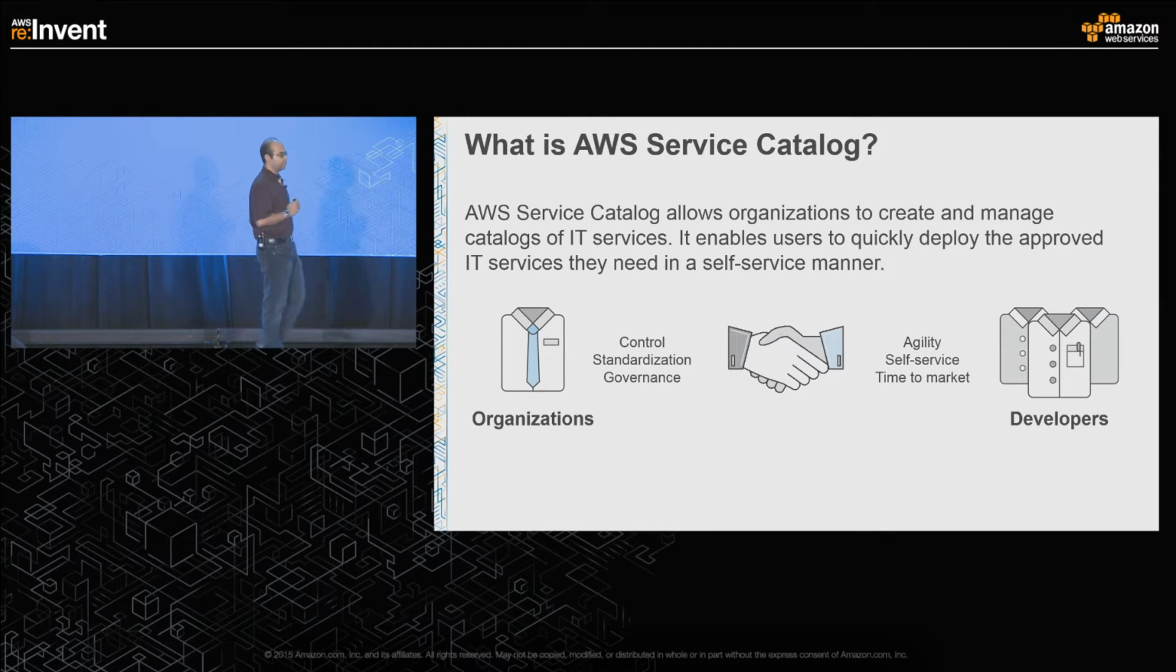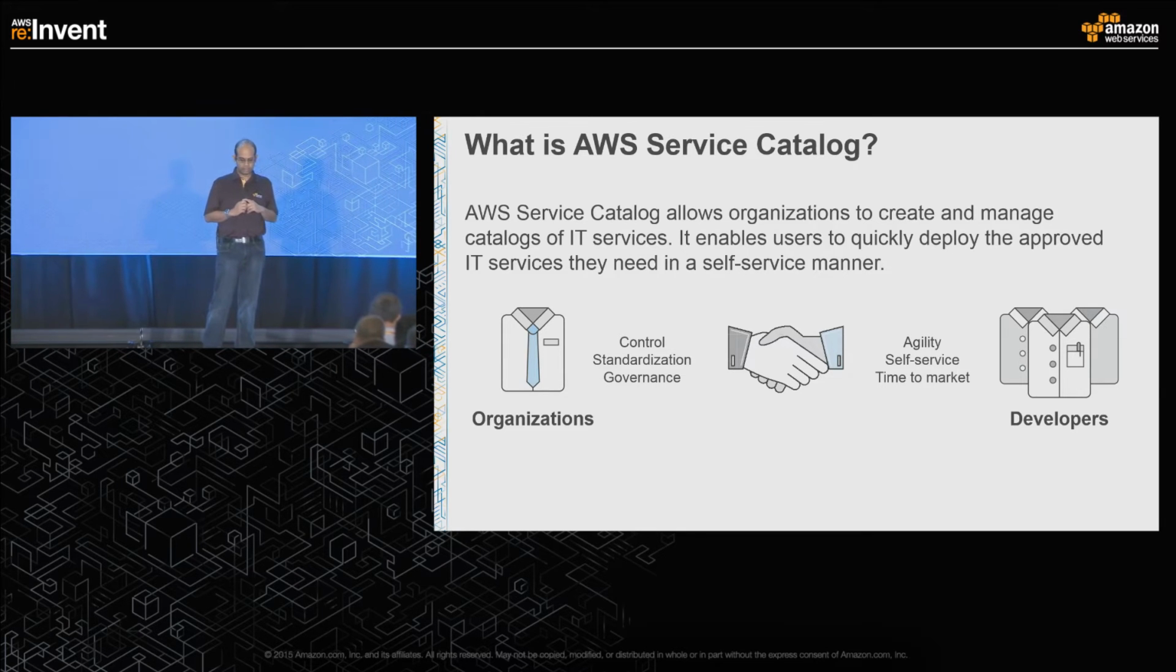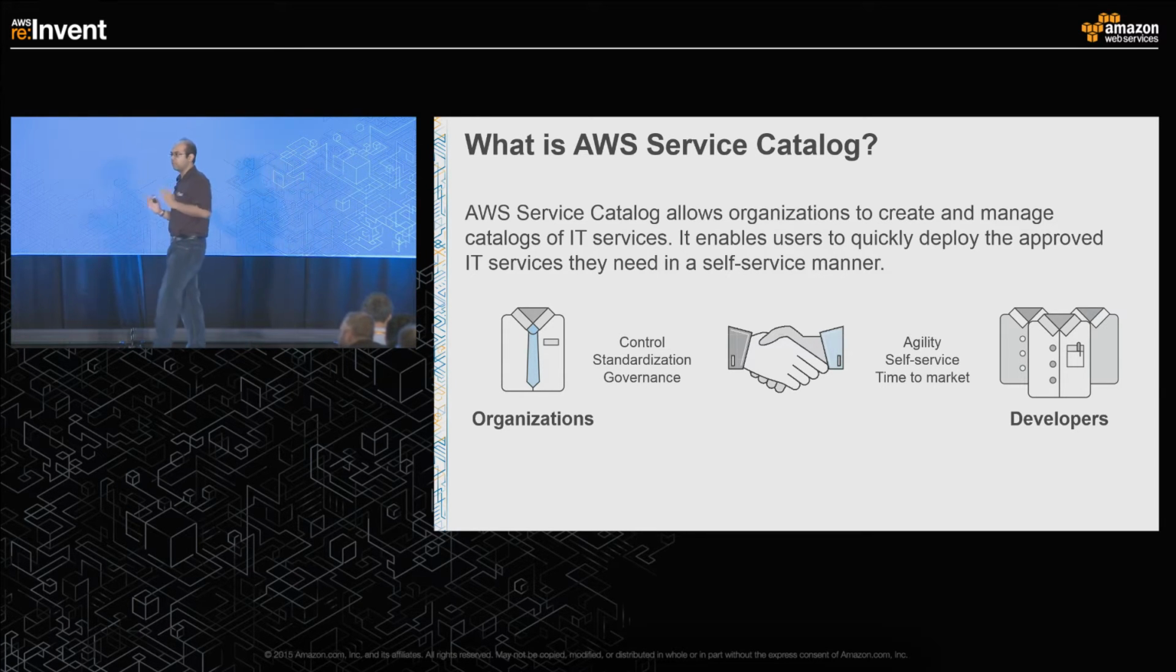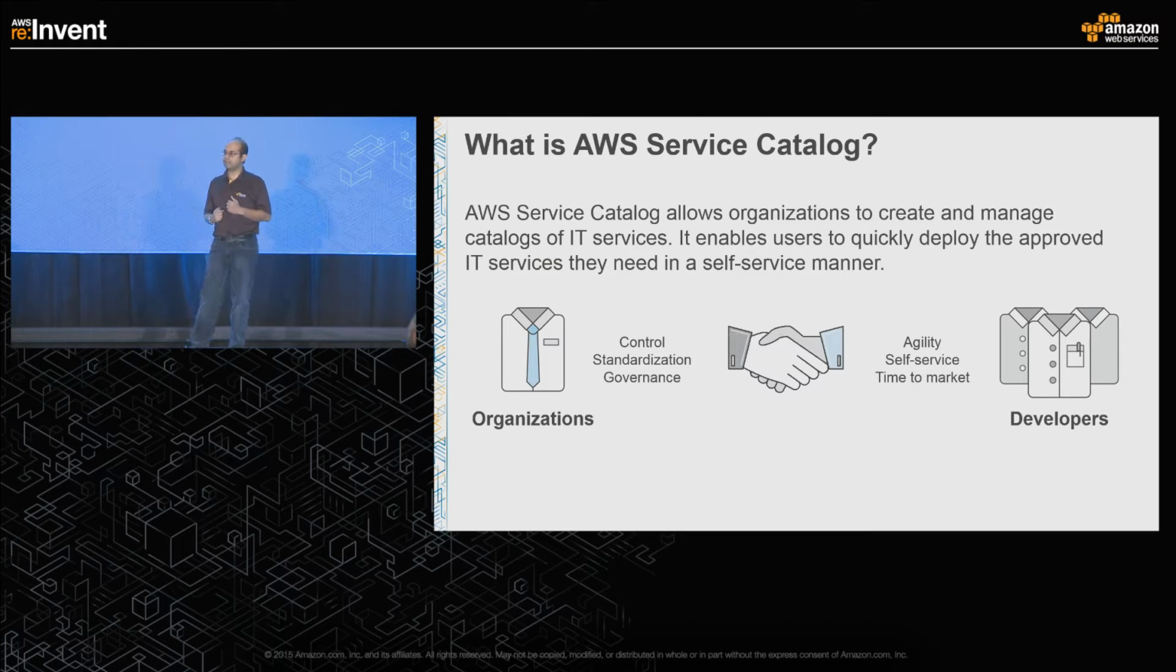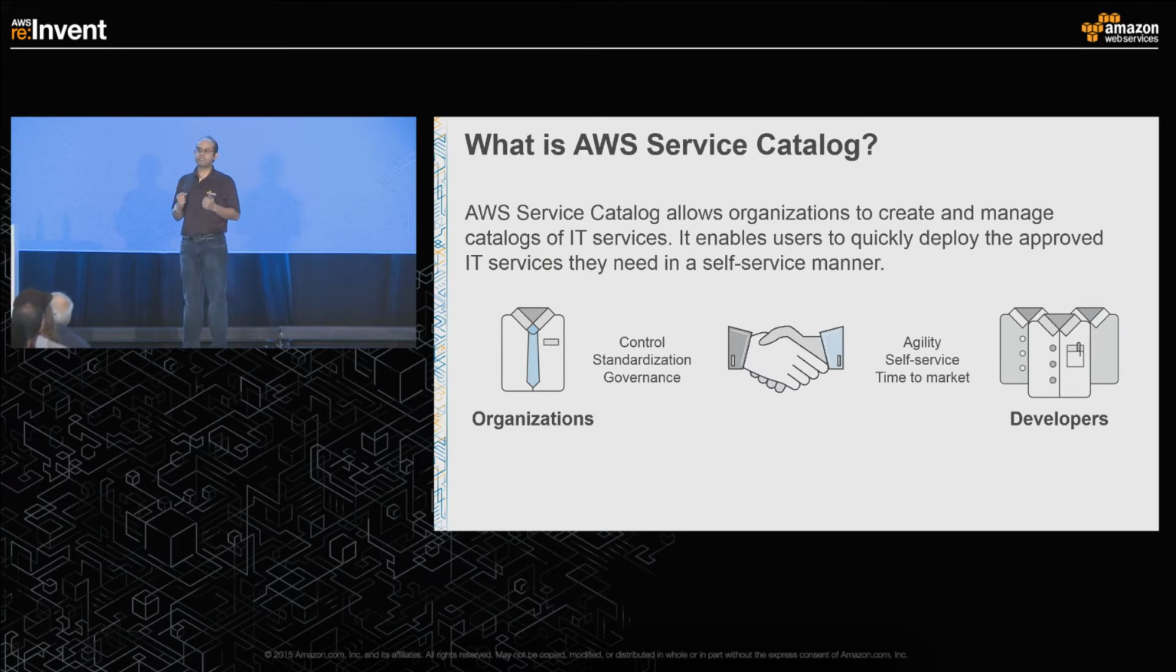So let me start with AWS Service Catalog. The Service Catalog allows organizations to create products and present them to their developers for self-service consumption. It really is the bridge of two conflicting requirements: control versus agility, standardization versus self-service, governance versus time to market. The Service Catalog fulfills both these needs. We'll see how it does it.